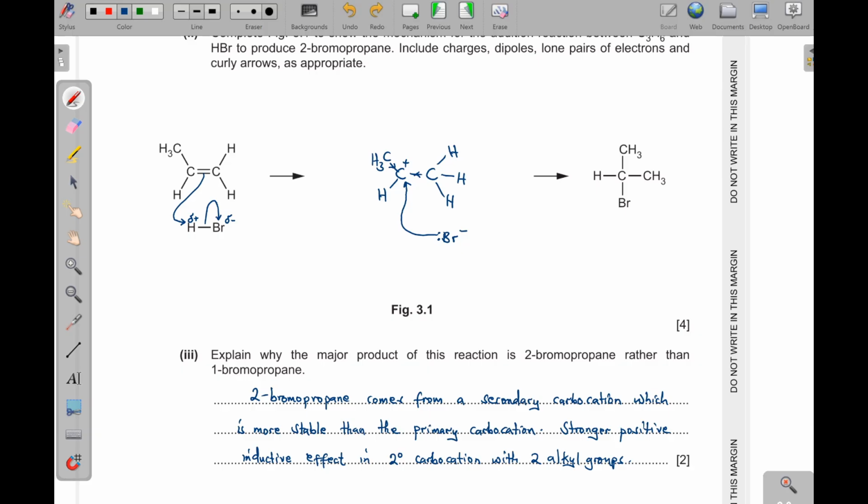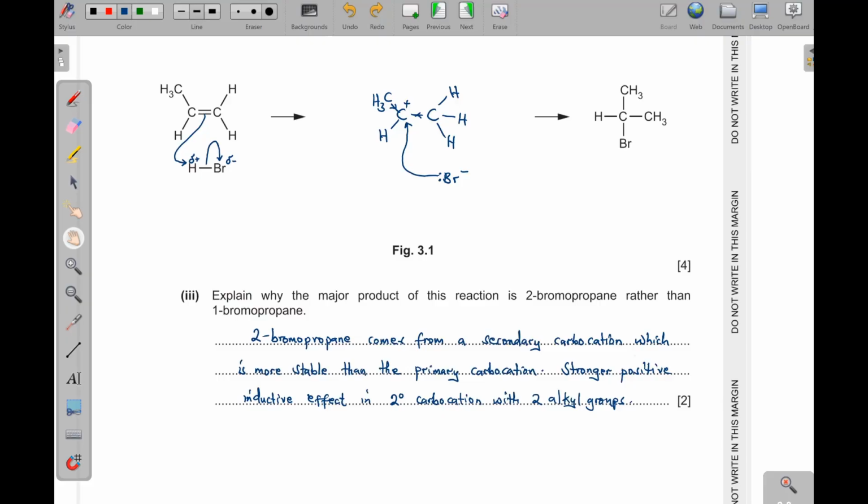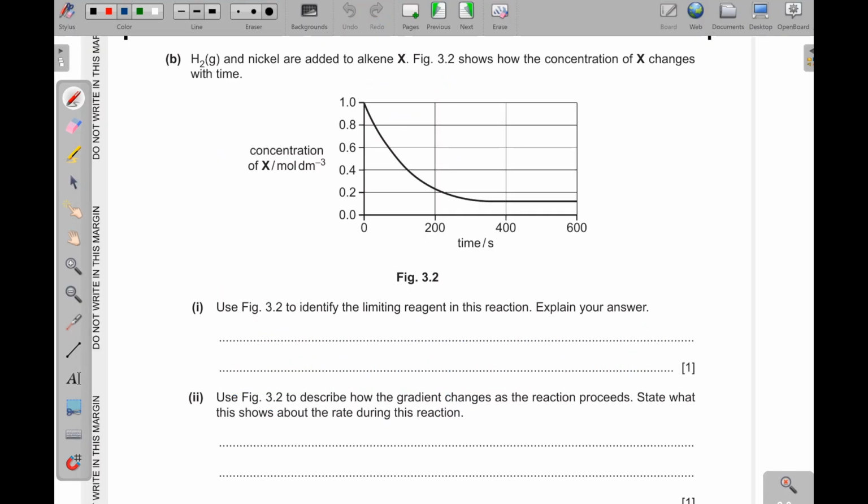Now, here I said before, something I said that the rich get richer. This one is rich in hydrogen, so it will get the hydrogen first. Now, you also come here and you say when you are explaining that the rich get richer. My friend, that's not a chemical answer, okay? It's not an answer in chemistry. Part B, hydrogen and nickel are added to alkene X. That is what we call hydrogenation. Nickel is acting as a catalyst.